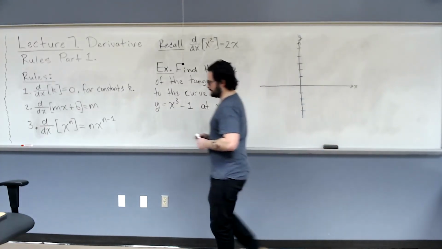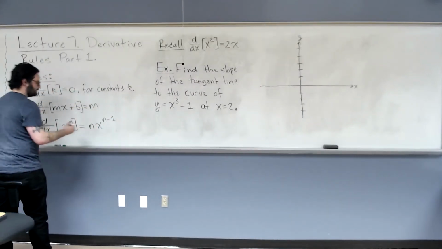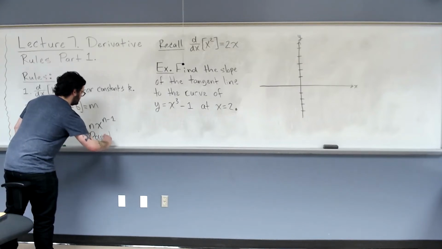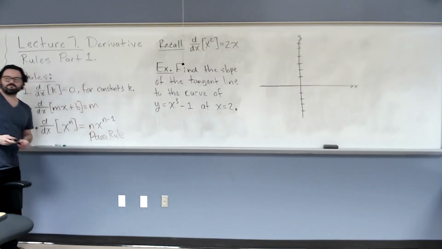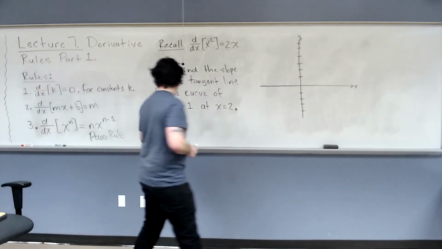All right. Now, I just wrote down this rule here, which is also called the power rule. I should have said that earlier. So this is the power rule. There you go. I just heard the correct answer. It's 12. The reason for that, well, let's go through it.